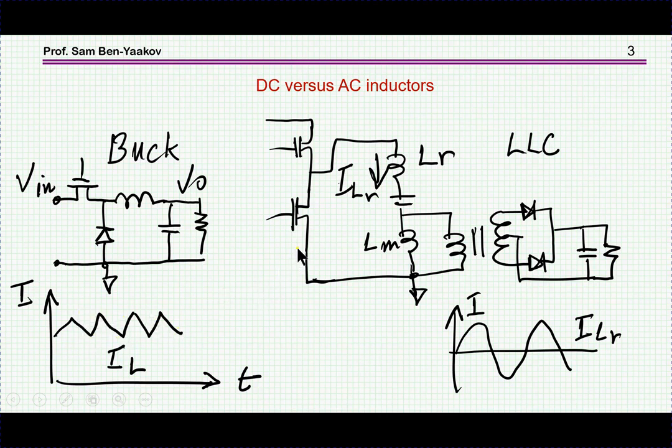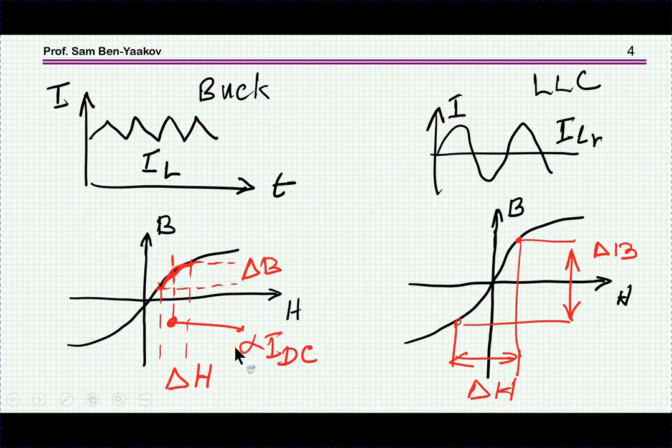On the other hand, we have inductors which are used, say, in resonant converters, in which the current is sinusoidal. It's an AC. It's not necessarily sinusoidal, but it is primarily an AC current with little or any DC component. And there is a big difference between these two in terms of losses and the operational point of the magnetics.